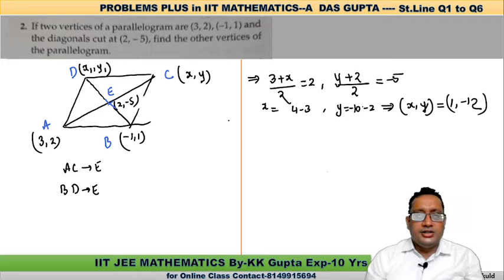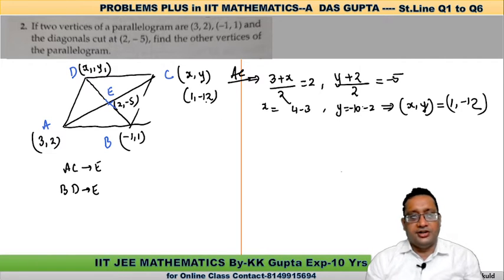Now I've taken AC. Now 3 plus x for AC. So this x comma y coordinate comes to be (1, minus 12). If you check it also, yes, it is the right midpoint.